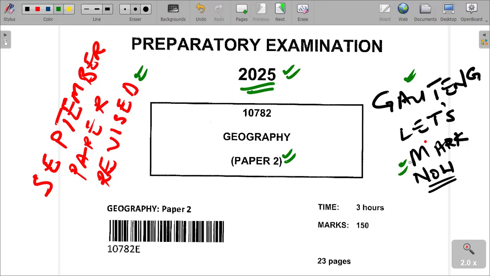Let's mark now. Let's do it together. Let's enjoy the revision. Like I'm saying, it's Paper 2, Geography, Gauteng province. So without wasting any time, let's get straight into the details of the paper. Don't worry for those who might not get it right. It's that time of the year to fix and get ready and redo all the errors that have happened before, but we still have time to go and get the best.